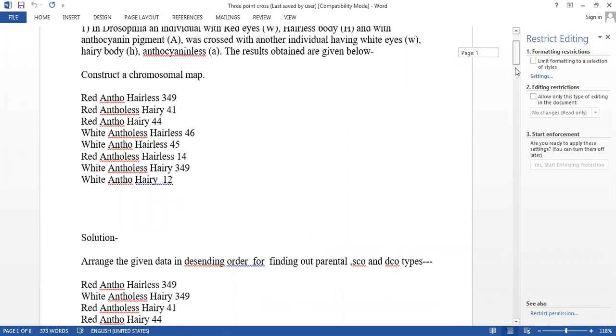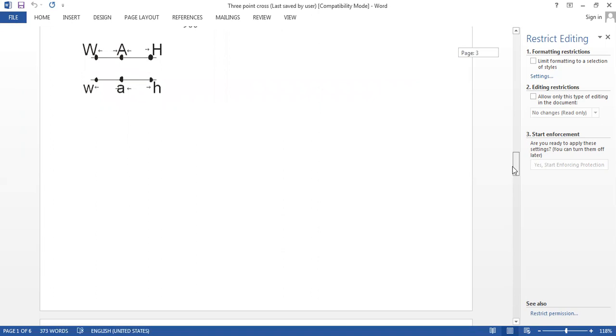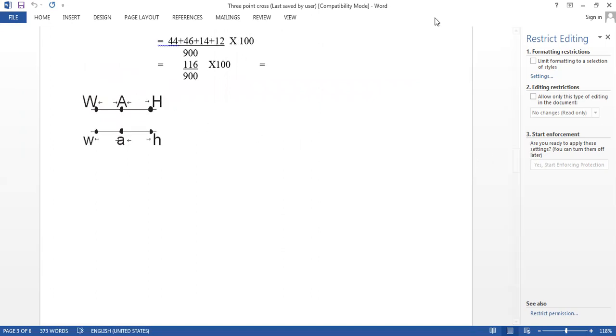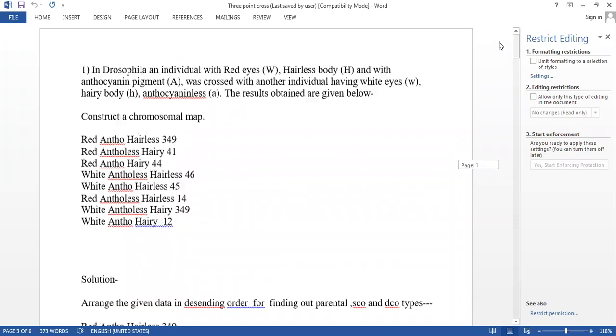Before going with the problem, let me tell you what a chromosomal map is. The 3 genes mentioned in the problem are W, A, and H. And what has been constructed here is called a chromosomal map. Now in this, we see that gene A is in the center. How to find that? I'm going to teach you right now. Further, distance between W and A, how much? Distance between A and H, how much? I've left it for you to do in your journal later on. First, let me explain to you.